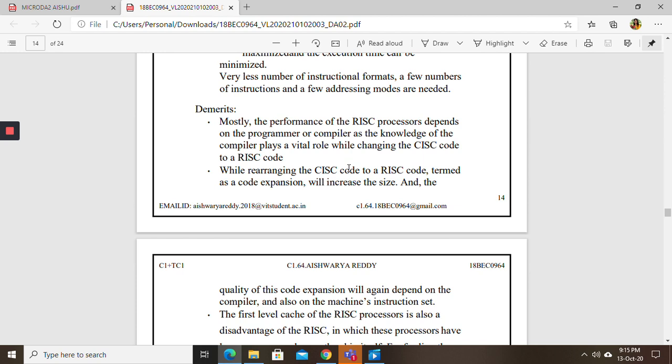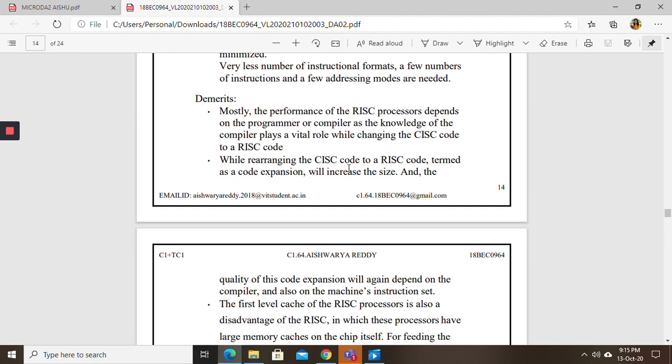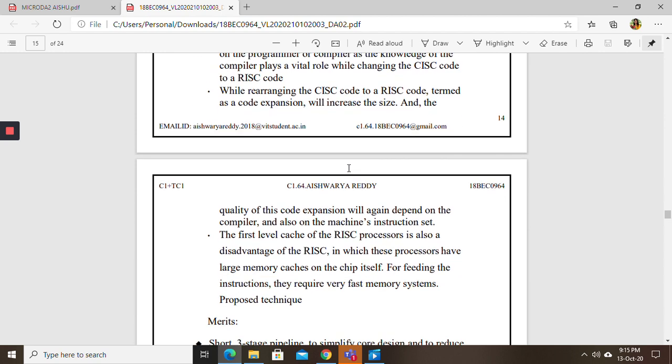Demerits: the performance of a RISC processor mostly depends on the programmer or compiler, as the knowledge of the compiler plays a vital role while changing CISC code to RISC code. Rearranging CISC code to RISC code, termed code expansion, will increase the size, and the quality of this code expansion will again depend on the compiler. The first level cache of the RISC processor is also a disadvantage.